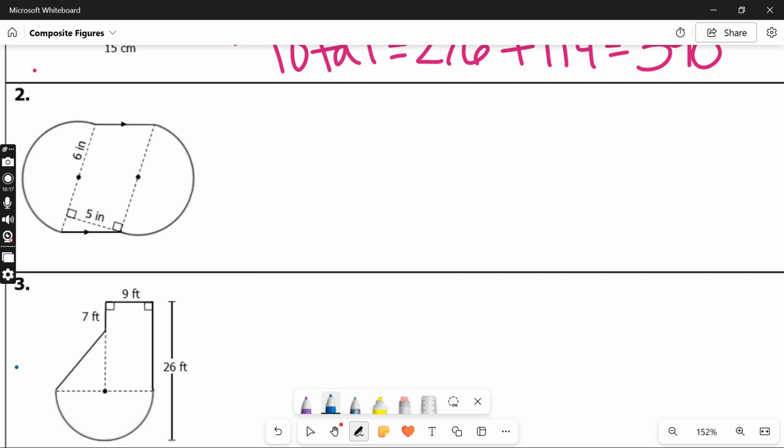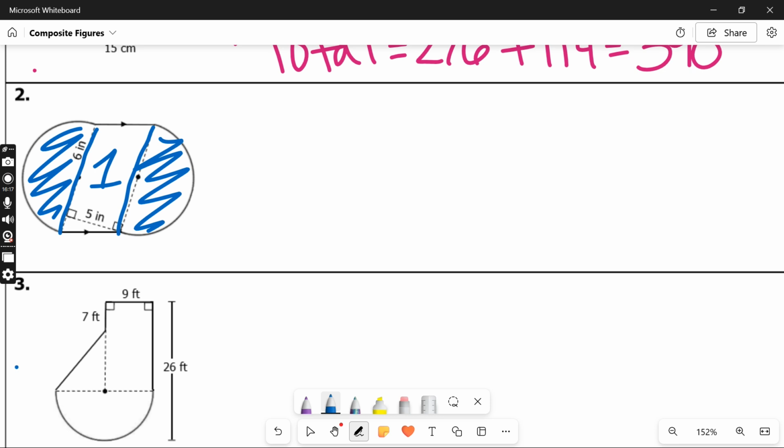Okay, the next one we're looking at, you have this parallelogram that's in the center here. I'm going to call this number 1. And then notice if I took this piece and I put it with this piece, I would have a whole circle. So I'm going to have a circle and a parallelogram. So I'm going to start with the parallelogram.